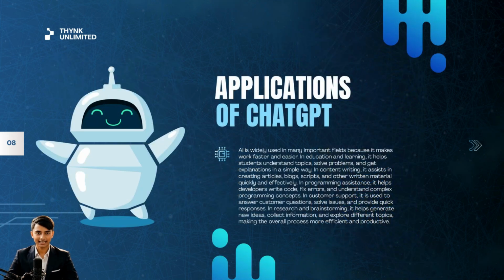Artificial intelligence enhances efficiency across various fields. In education, it aids students in understanding and problem solving. For content writing, it streamlines article and script creation. In programming, it assists with coding and debugging. In customer support, it provides quick responses. For research, it generates ideas and gathers information efficiently.